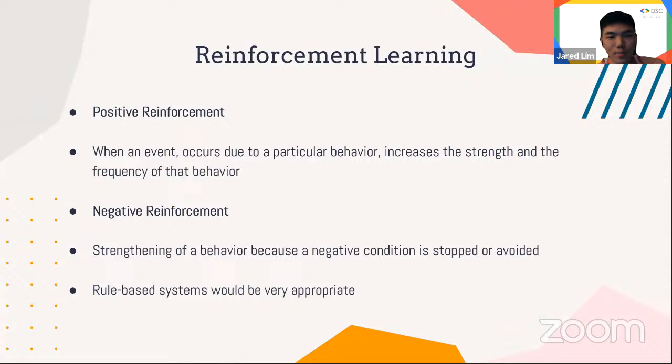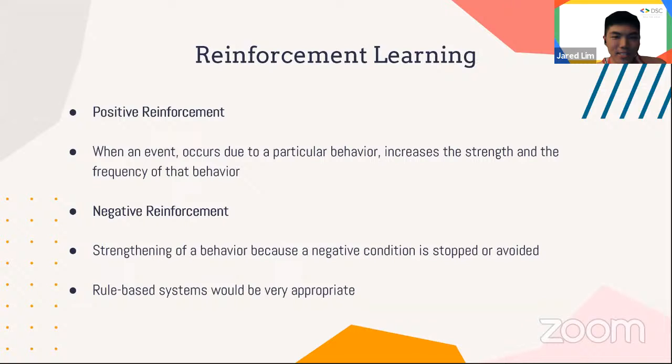One is positive reinforcement. When an event occurs due to a particular behavior, you increase the strength and frequency of that behavior. So you tell the computer that, hey, that's a good thing, and whenever this happens, I want you to make that happen more and more. Negative reinforcement is the opposite of that, and it's basically the strengthening of a behavior because a negative condition is stopped or avoided. So they're basically just opposites of one another.